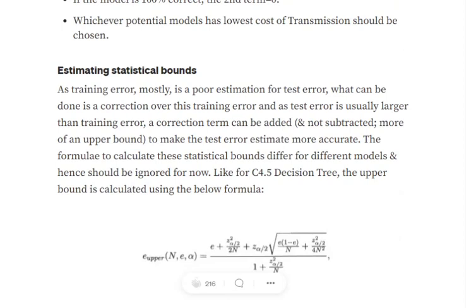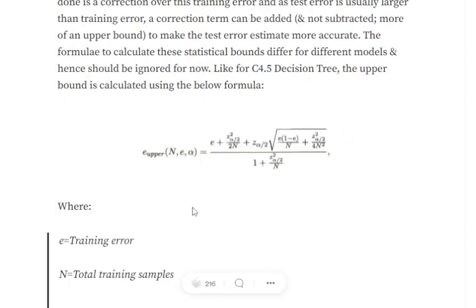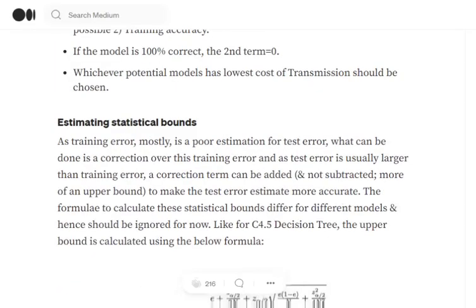Now, as I've said, in a very naive way we can add a constant, but this can be a very complex formula. For example, for decision trees, this is the formula that is followed, which looks very complex. So we won't be deep diving into the formula, but statistical bound states that, as validation error would usually be more than training error, we add a constant or use some formula to add on to the training error, the training error plus the penalty constant sort of thing, and take it as our final estimate for the test error.